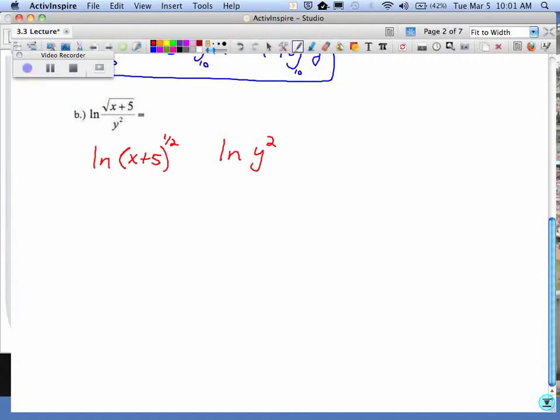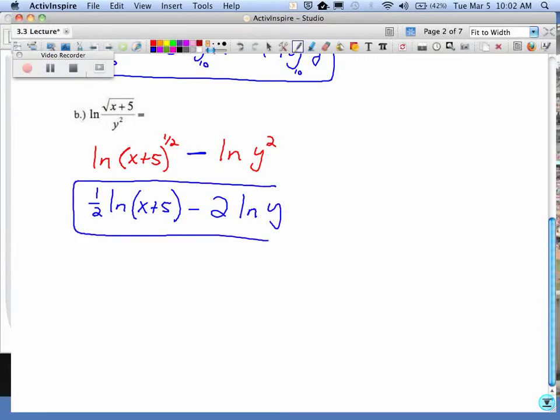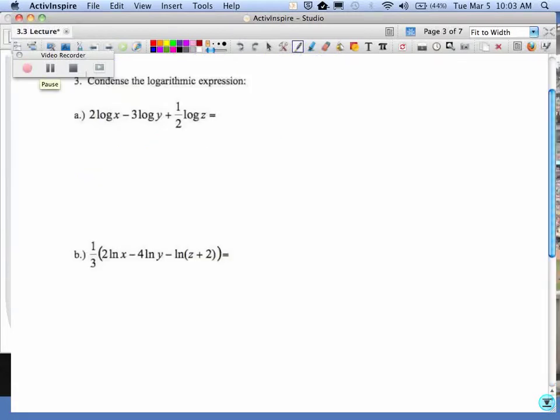Now what can I do to simplify? Bring any exponents down in front. So the 1/2 can come down in front. The 2 can come down in front. And that would be a simplified answer. Condense the logarithmic expression, or they will say write as a single logarithm.